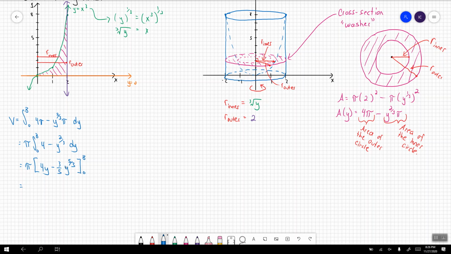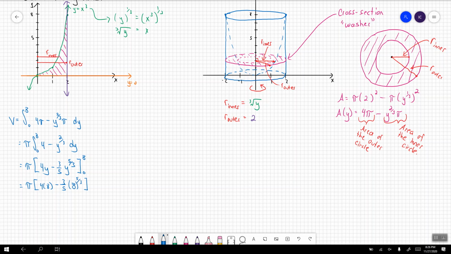Now again, every single term has a y component. Therefore, whenever I insert my 0 into those y components, they're going to cancel out. So I'm only going to evaluate this function for 8. So it's 4 times 8 minus 3/5 multiplied by 8 to the power of 5/3.